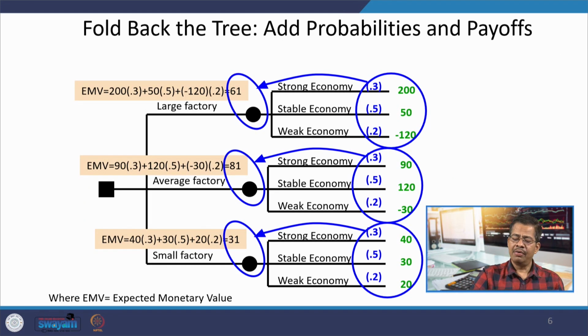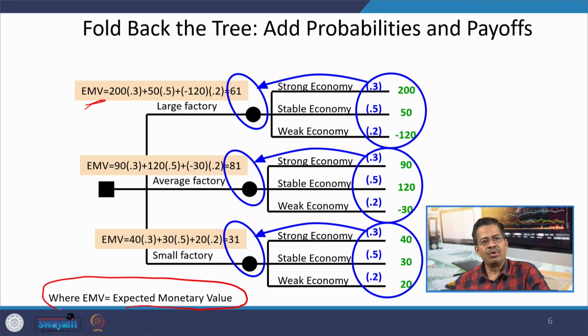So, here we can see that the payoff of opening a large factory is calculated with the help of this term which is known as EMV. EMV is mentioned at the bottom of the slide, that is expected monetary value. So, I am going to take three decisions: either I am going to open a large factory, a medium factory or a small factory. I have to calculate the expected monetary value of these decisions.